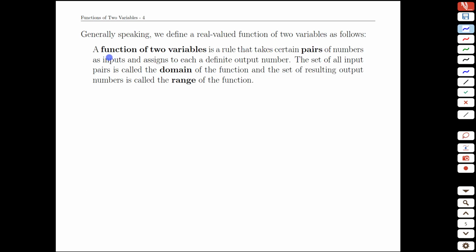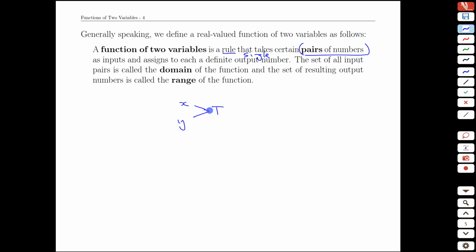If we want to get a little more formal, we would say that a function of two variables is a rule, just like any calculation rule we've seen before. The difference is now that we're going to take pairs of numbers as the inputs. When we get values back, we're going to get a definite output number, and an important ingredient here is that it's going to be a single number. So we would have x and y, those would be the inputs. They will lead to a single value back, which would be your temperature value.